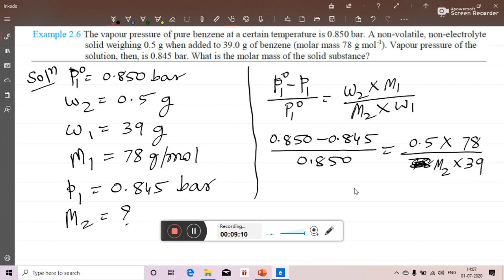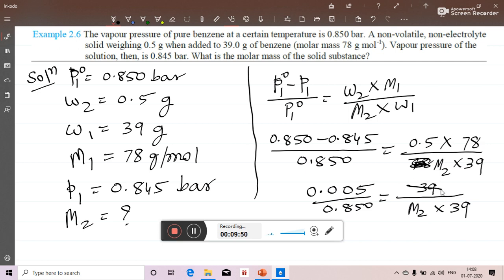39. So 0.850 minus 0.845 will be equal to 0.005 upon 0.850 equal to 0.5 upon M2 into 78 upon 39. Half of 78 is 39. Upon M2 into 39.